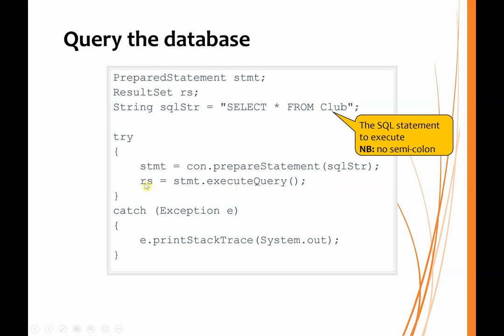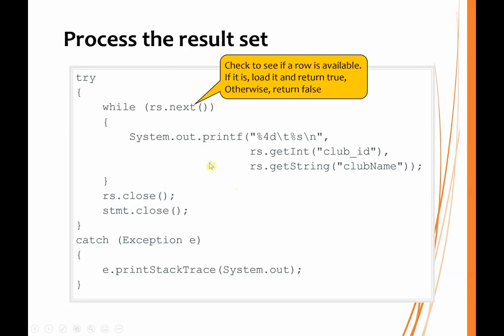And what it will do is return a result set. So now we need to process that result set. And there's a fairly standard way of doing that. The result set has got a method called next. And what that will do is check to see if another row is available in the result set for us to load. If there is another row available, rs.next will load that row and return true. If there isn't another available row, next returns false.